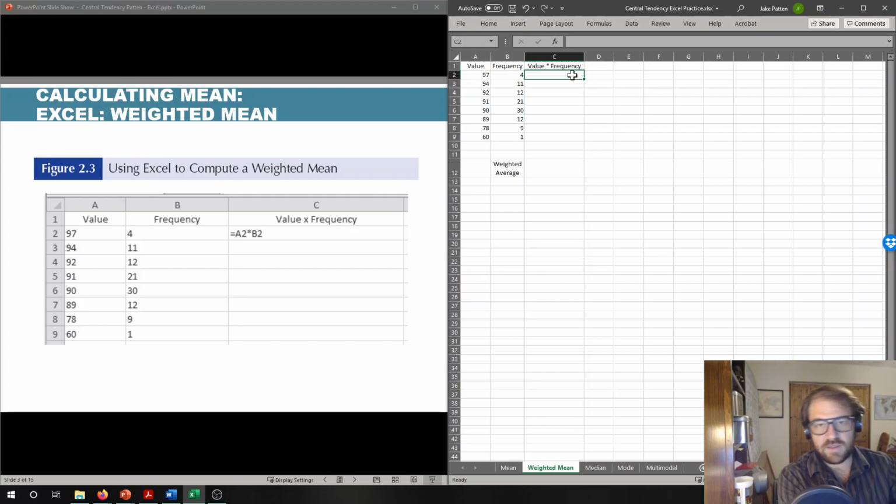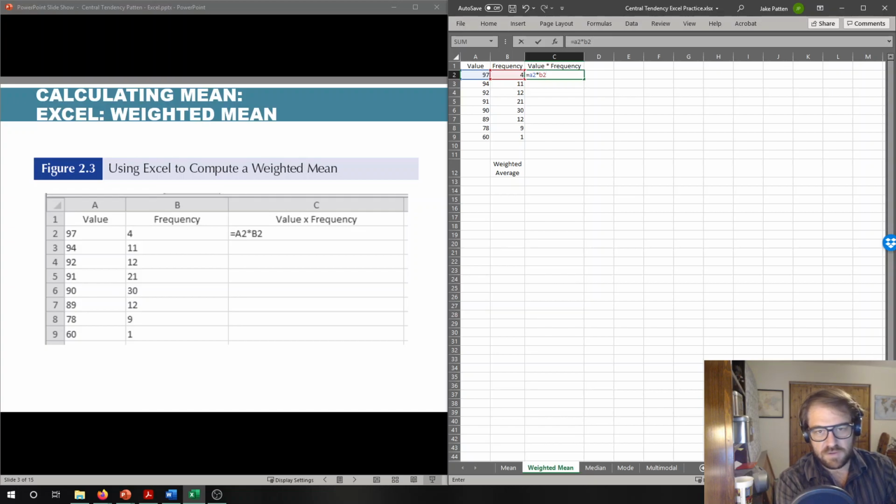So I'm going to start a formula. I'm going to tell Excel that I want a computation done, so I have to start with an equal sign. So we're going to say equals A2 multiplied by B2. Multiplied by is the star in this case.